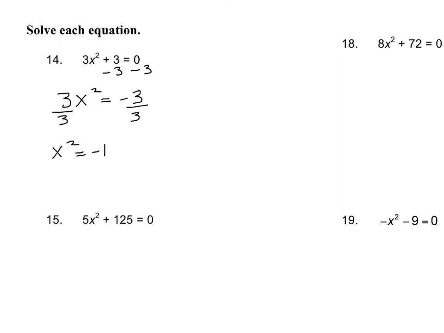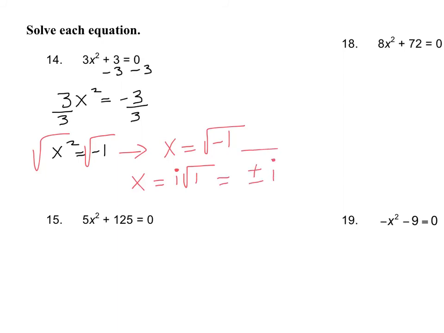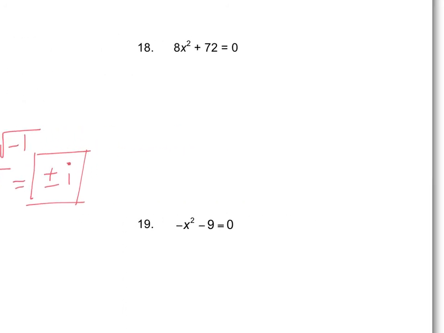Now I want x, not x squared. So to get to x, I need to square root both sides. So I'm going to be left with x is equal to square root of negative 1. Now remember, I cannot have a negative under the radical, so I should replace it with an i. Okay? Now square root of 1 could be either plus or minus 1, so I can just write plus or minus i. Now let's move on to another example, but I would like it if you pause the video and try number 18 on your own.